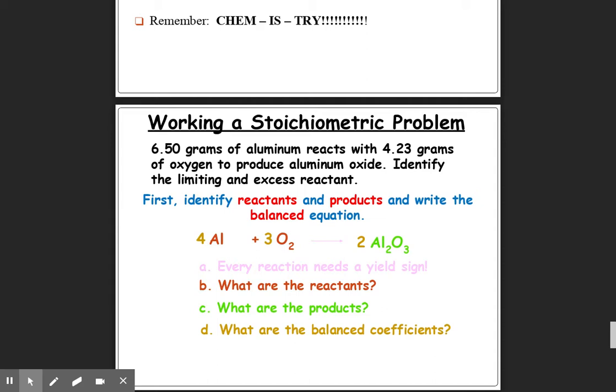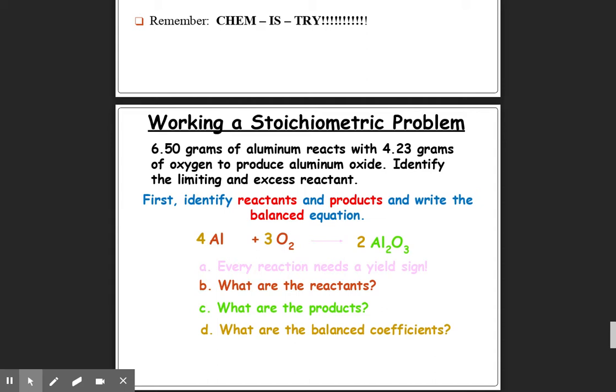So our scenario is that we have 6.50 grams of aluminum, and that reacts with 4.23 grams of oxygen to produce aluminum oxide. So we will ask several questions based on that, and hopefully be able to gather a lot of information from that very simple statement.